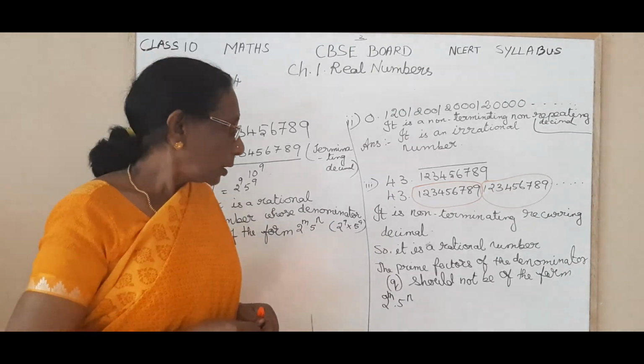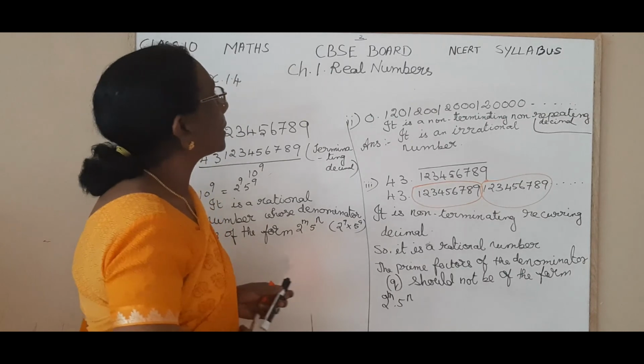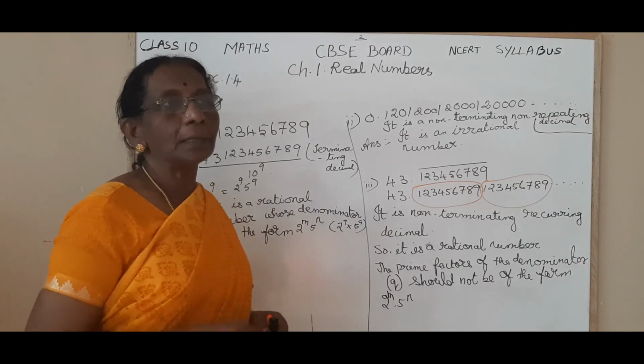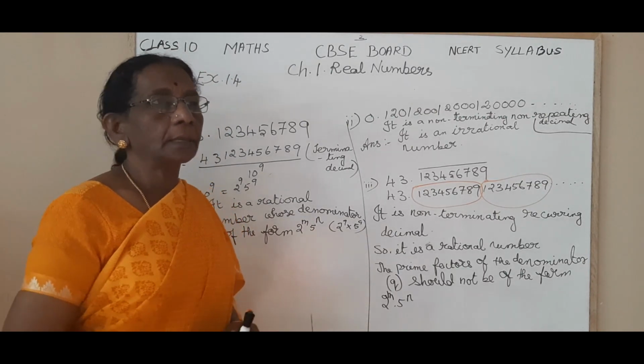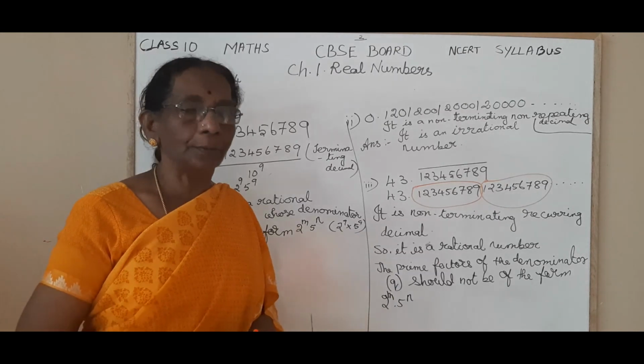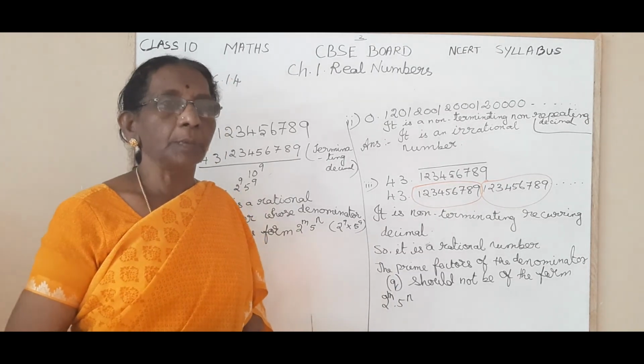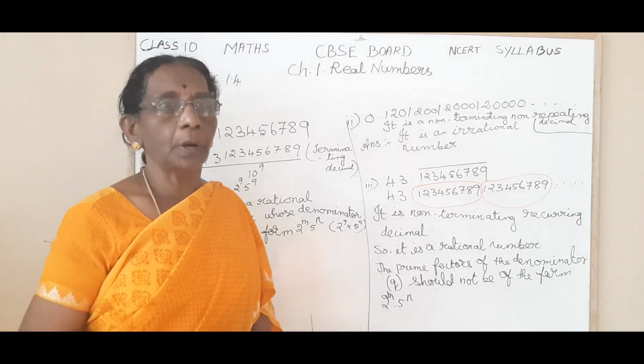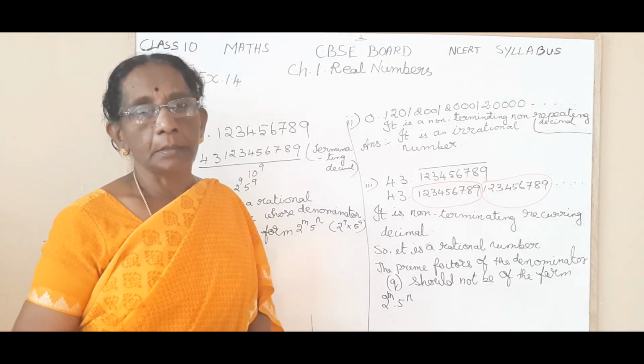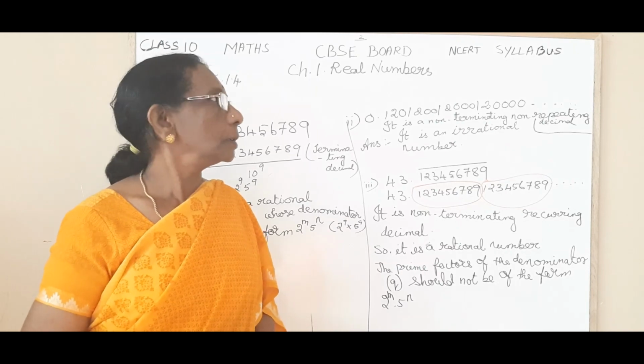Is it clear? I think this chapter is over, and only one sum in exercise 1.1, finding the HCF of the numbers, that is one word problem, is there. So I will do those word problems in the next session and we will complete this chapter.